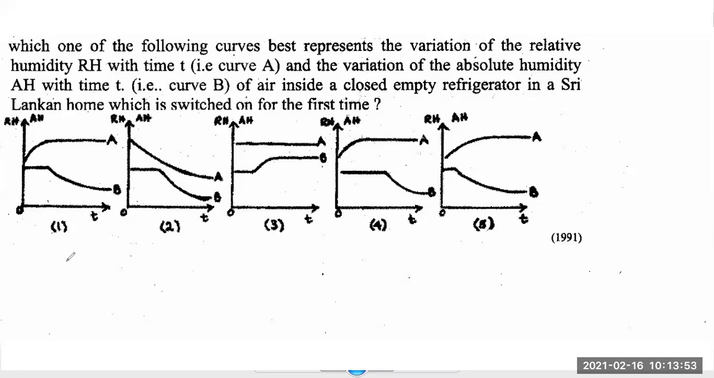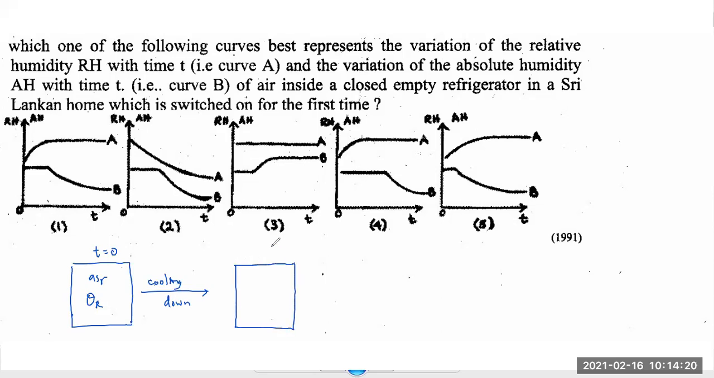Now, when you take a refrigerator, it is going to be switched on. So initially, when time is equal to 0, you will have air inside at room temperature. Temperature is going to be room temperature. And then, when the fridge is turned on, the air starts cooling down. The temperature will keep reducing, and at one point, I'll take that time as T naught.